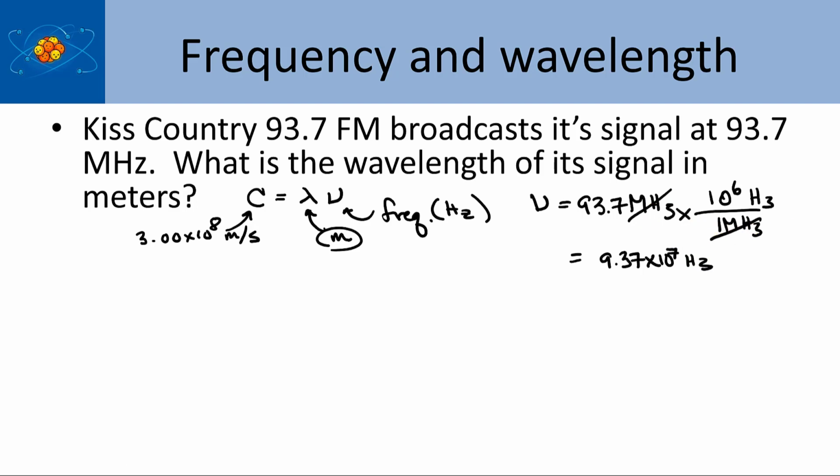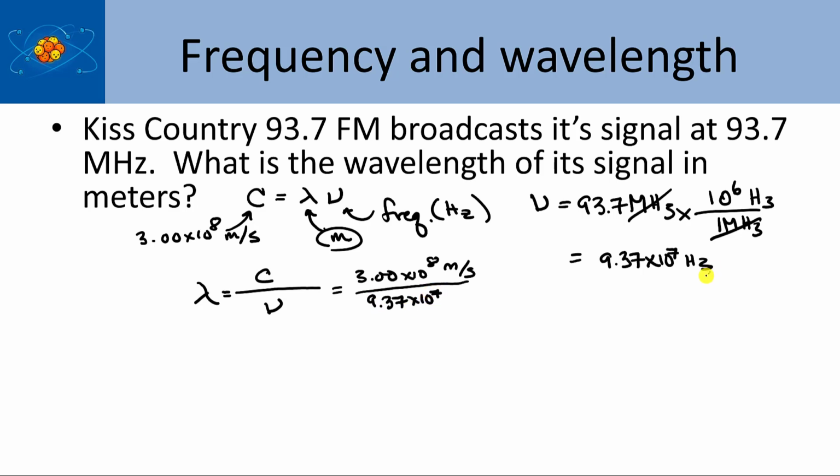And again, we haven't looked at these specifically in a while, but mega equals 10 to the 6, so you want to keep those kinds of things handy still. And then we can plug it into the equation. Now I need to know lambda. I'll do the rearrangement first. That's c over nu, so that's going to be 3.00 times 10 to the 8th meters per second divided by frequency, which is going to be 9.37 times 10 to the 7.